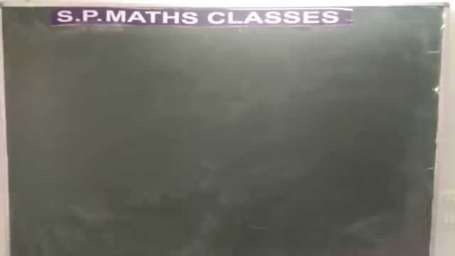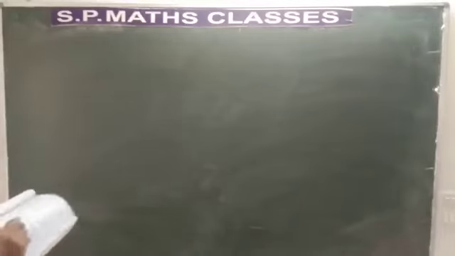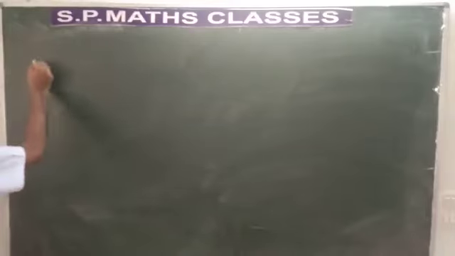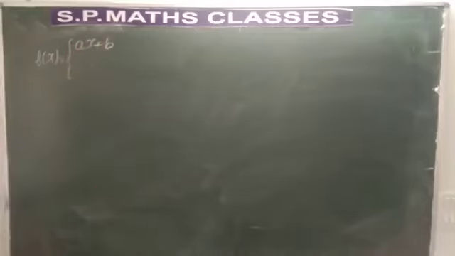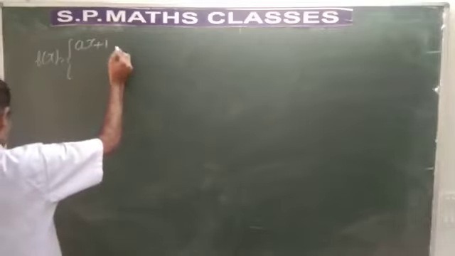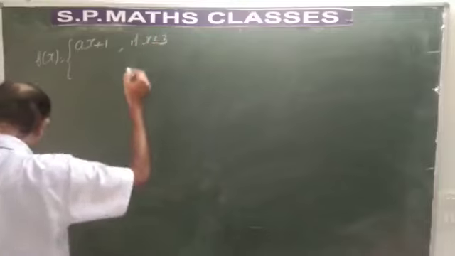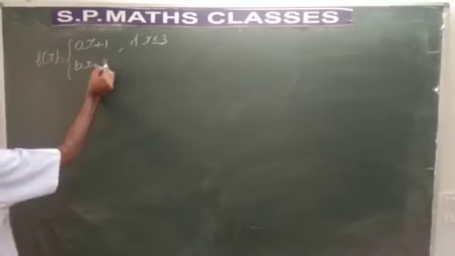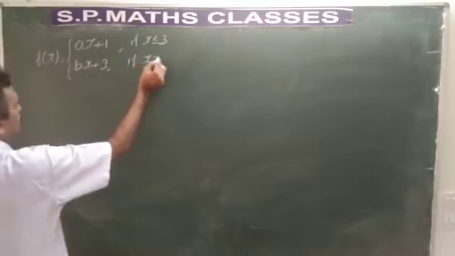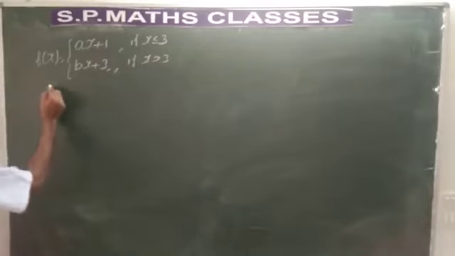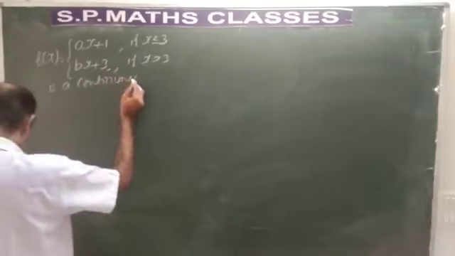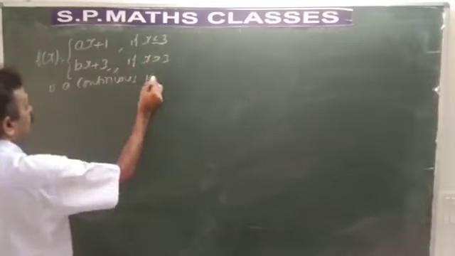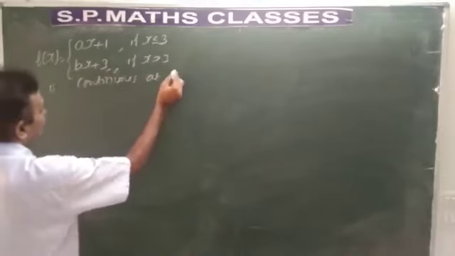We move on to the next problem. Find a relationship between a and b so that the function f defined by f of x is equal to ax plus 1 if x is less than or equal to 3, and bx plus 3 if x is greater than 3, is a continuous function, is continuous at x is equal to 3.